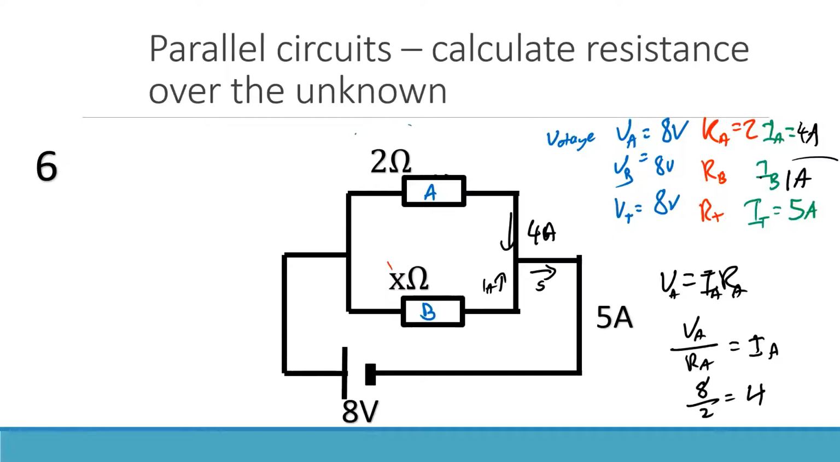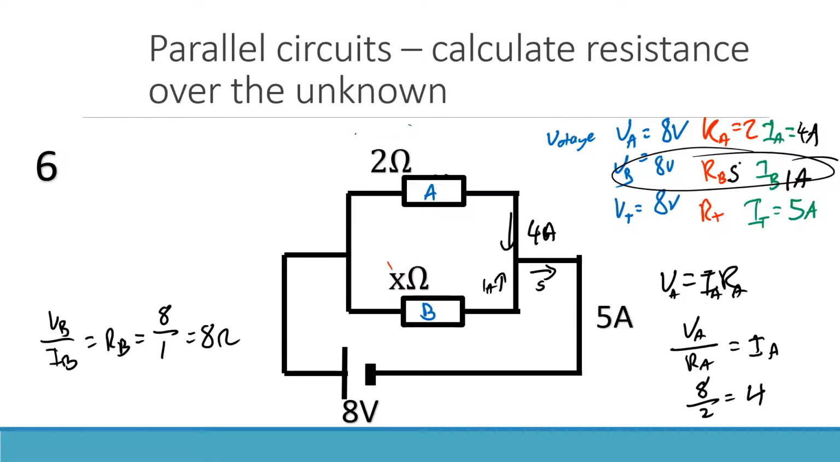Find the resistance of B. Thank you, Daniel. Yeah, we can do that. That's pretty easy there. Same idea here. VB divided by IB is going to give us RB, which means we have V, which is 8, divided by IB, which is 1, which is going to give us 8 ohms.